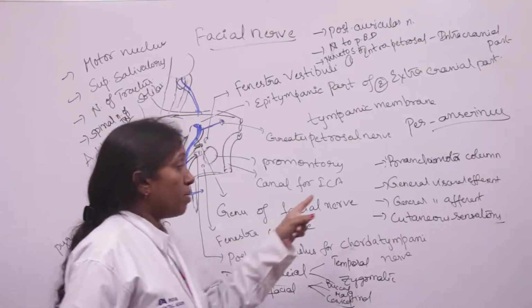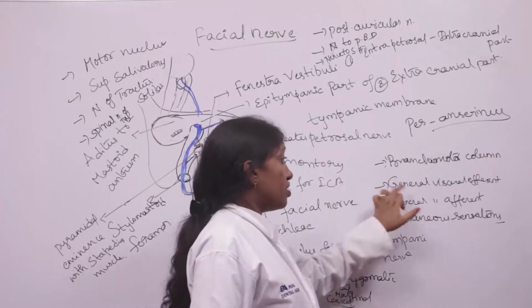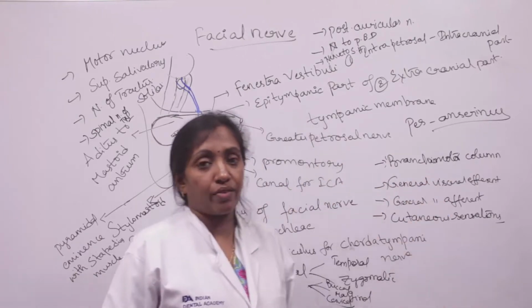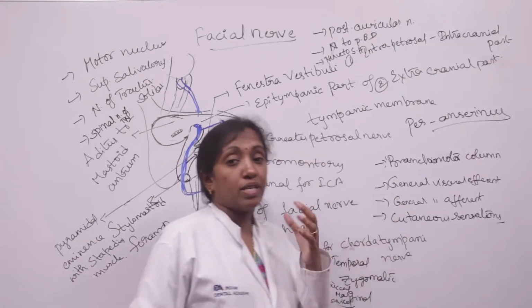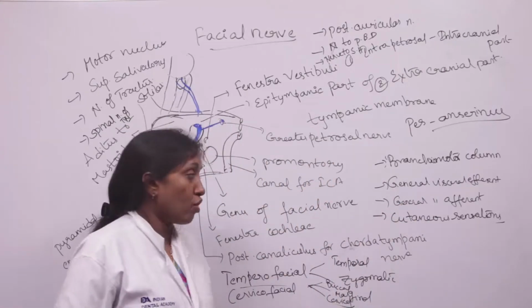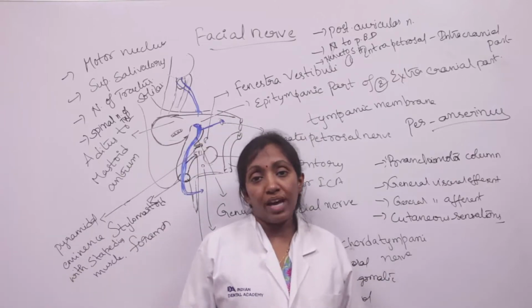And the columns are: the branchiomotor column, which supplies the branchial muscles derived from the second arch; the general visceral efferent, preganglionic parasympathetic fibers to the lacrimal, submandibular as well as sublingual glands; the special visceral afferent fibers from the anterior two-thirds of the tongue as well as from the soft palate; and cutaneous sensations from the concha. So that's about the facial nerve.